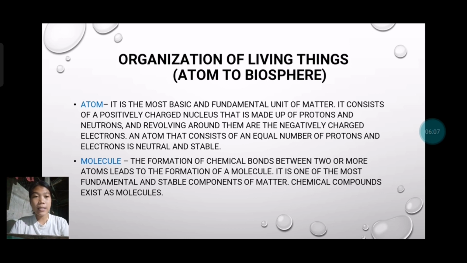Atom. It is the most basic and fundamental unit of matter. It consists of a positively charged nucleus that is made of protons and neutrons, and revolving around them are the negatively charged electrons. An atom that consists of an equal number of protons and electrons is neutral and stable. The next one is the molecule. The formation of chemical bonds between two or more atoms leads to the formation of the molecule. It is one of the most fundamental and stable components of matter. Chemical components exist as molecules.